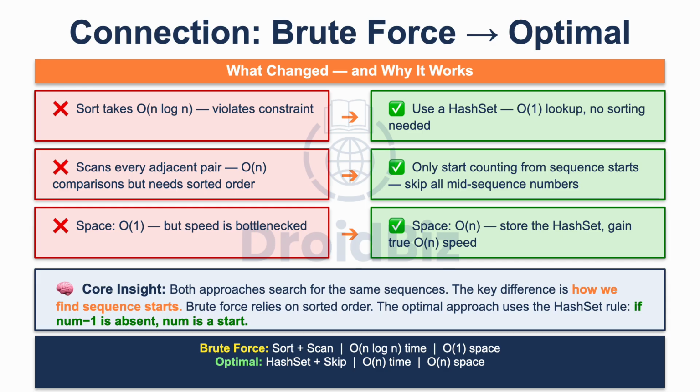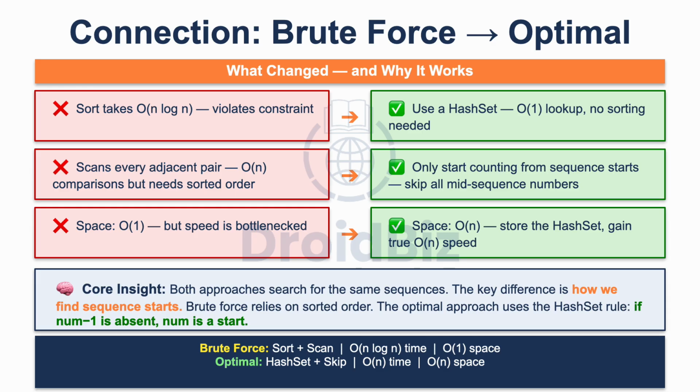Problem 3. The brute force uses only big O of 1 space, but its speed is bottlenecked by the sort. Fix: we trade a little space, big O of n, to store the hash set, and gain true big O of n speed. Here is the core insight that ties it all together.